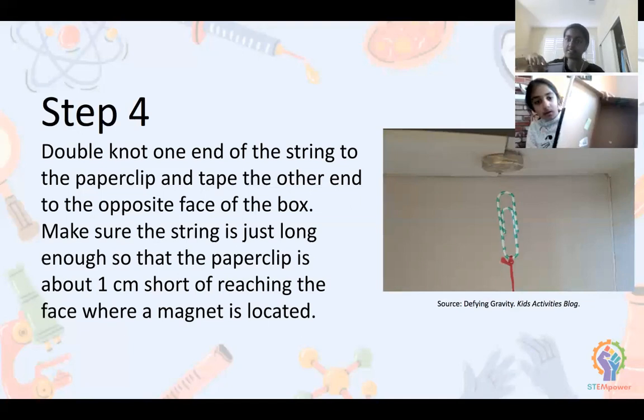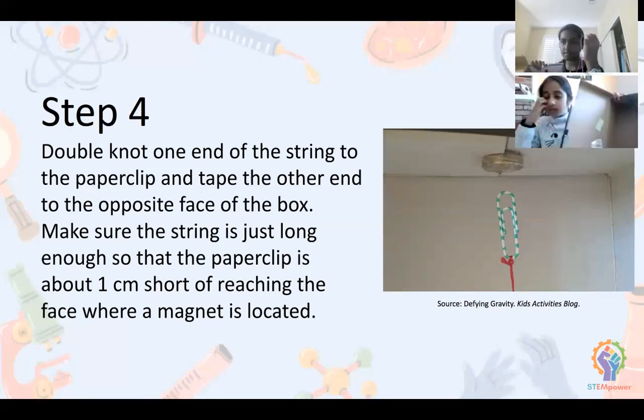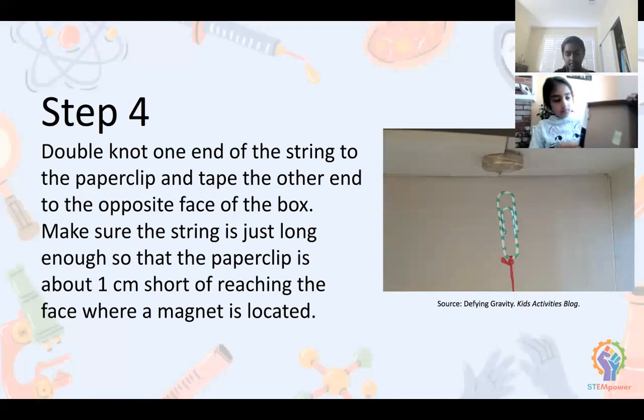Okay, yeah, that's great. So you have the magnet taped to the top of the box, and now you take your string and your paper clip, and you tape that to the bottom of your box. You want to tape the string to the side that does not have the magnet.